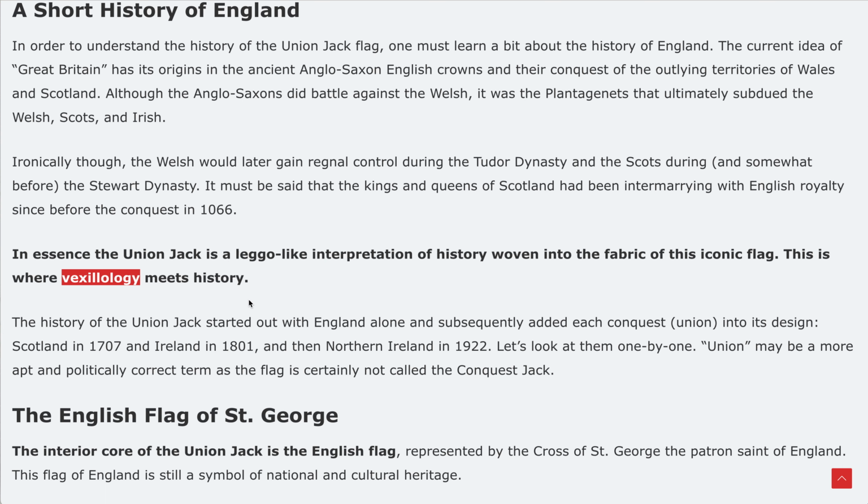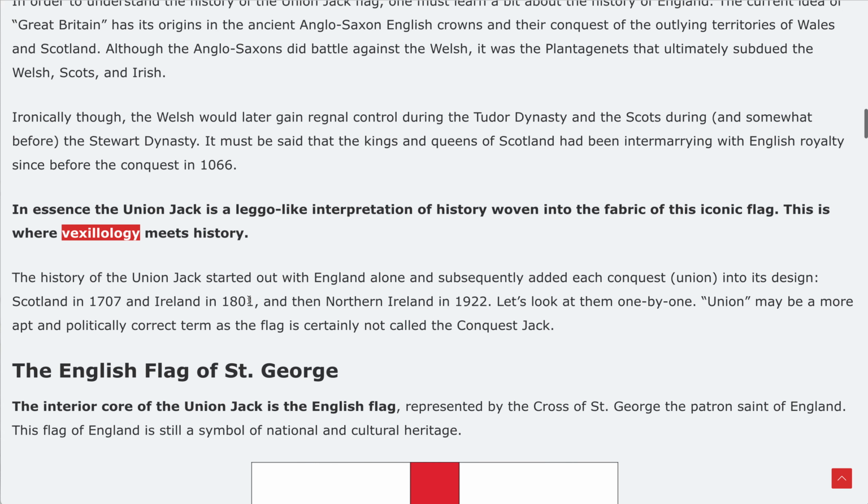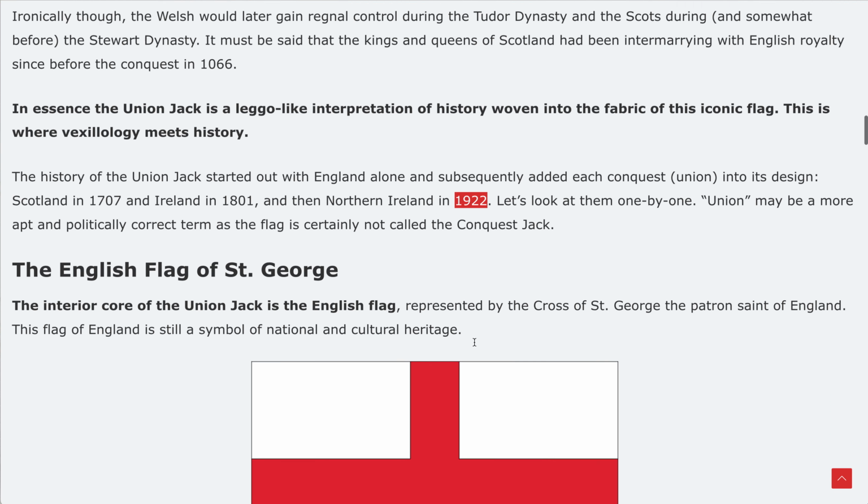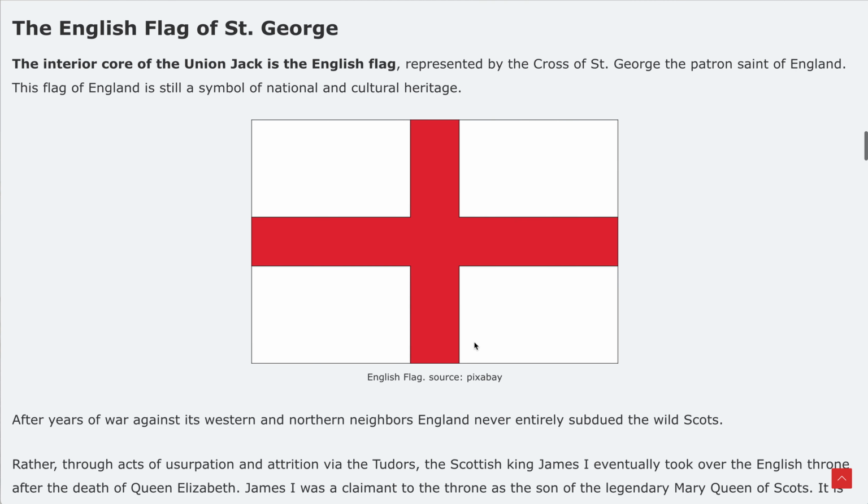And the history of the Union Jack started out with England alone and subsequently added each conquest, we'll just in parentheses call it a union because it's a Union Jack, into its design. And Scotland in 1707, and then Ireland in 1801, and then Northern Ireland in 1922. Okay, so let's look at these one by one.